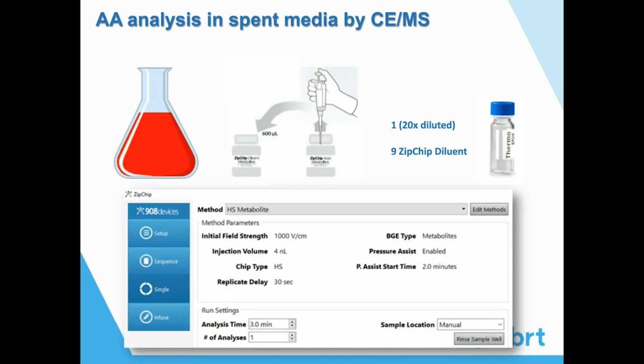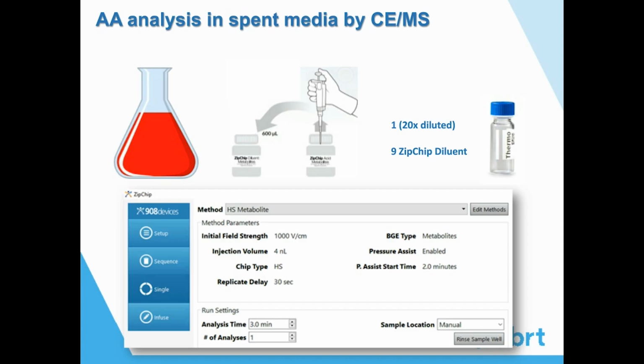With the CE-MS platform, the amino acid analysis was performed directly from cell culture after dilution of the media with water first, and then with the diluent provided in the metabolite kit. Then the default method for the metabolite was selected, using only 3 minutes of analysis time, as you can see from the bottom part of the slide.